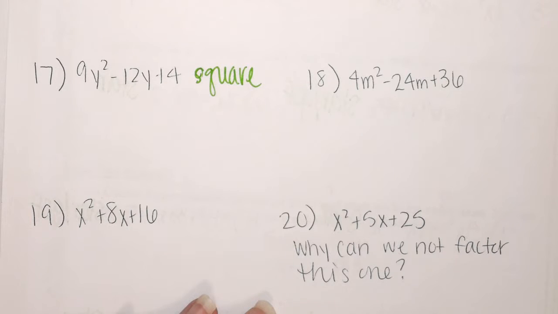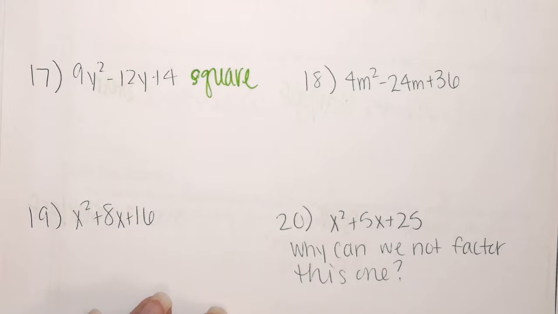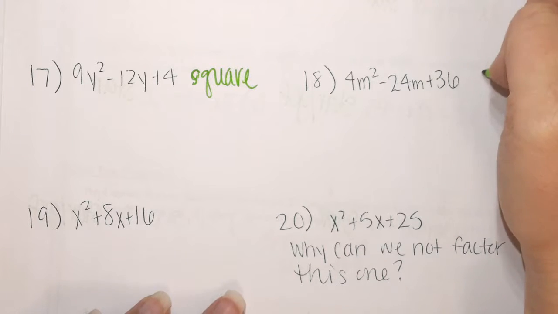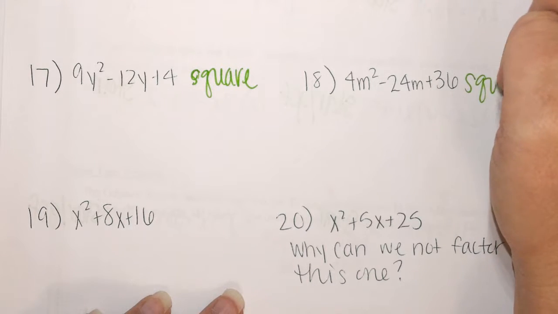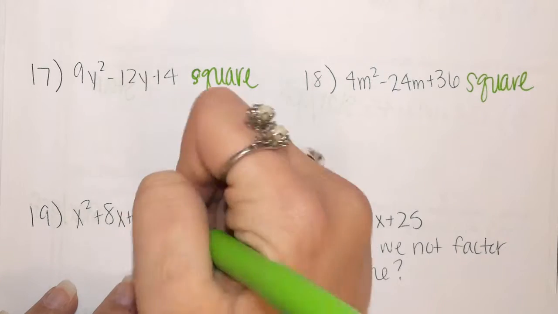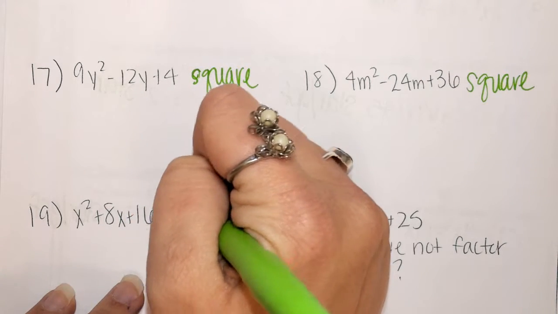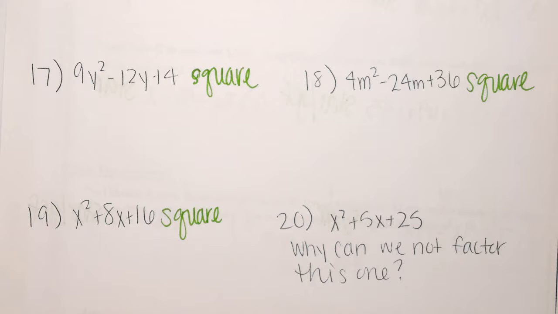Isn't 14 not a perfect square? It is because we're going to factor out that GCF. And I'll prove it to you when we factor out the GCF. 18. Square. 19. Square. And number 20 is a special one. We're going to talk about why we cannot factor that one. It's going to be great.